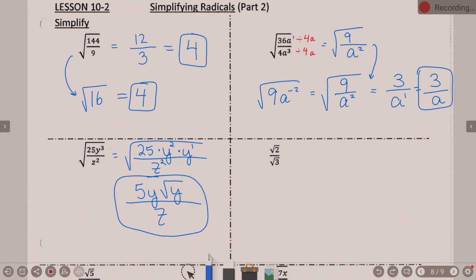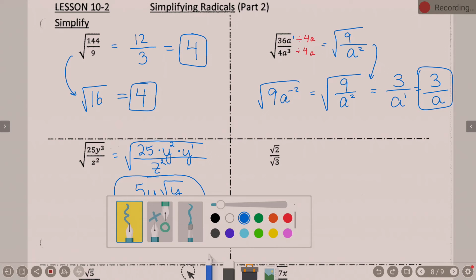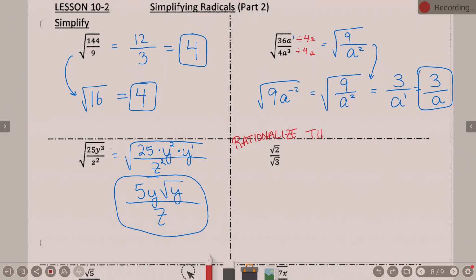So this is where we start a technique called rationalizing the denominator. Okay, so in some of your homework, you might be asked to rationalize the denominator, and that's what we're doing here.